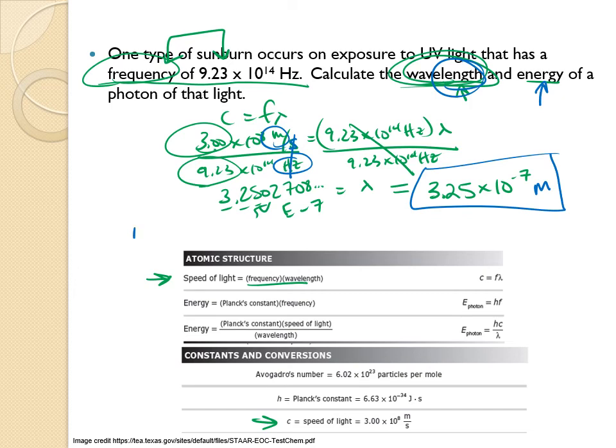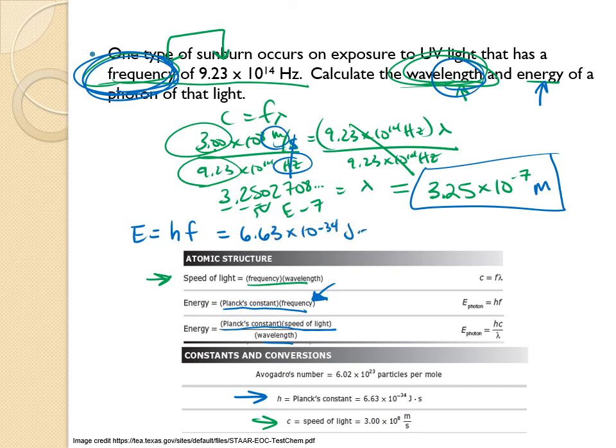Energy is going to be equal to either Planck's constant times frequency or Planck's constant times the speed of light divided by the wavelength. Since I have the frequency in the problem, I get to use the easier formula. Yay! So energy is just Planck's constant times the frequency. Planck's constant is given to us here, 6.63 times 10 to the negative 34 joule seconds. We're going to multiply that by the frequency, 9.23 times 10 to the 14th hertz. We just need to multiply.